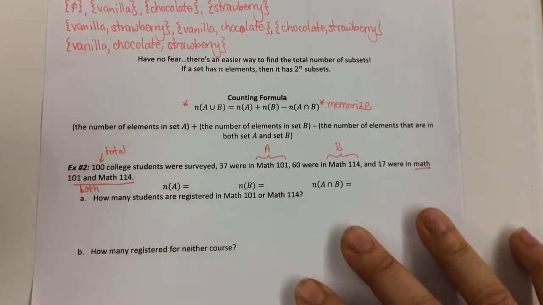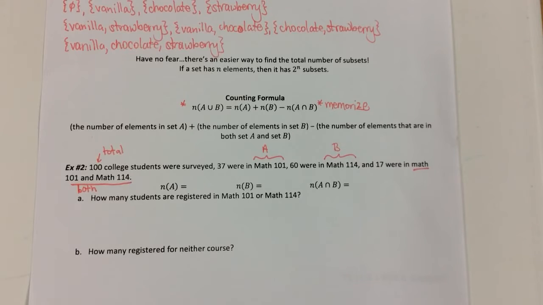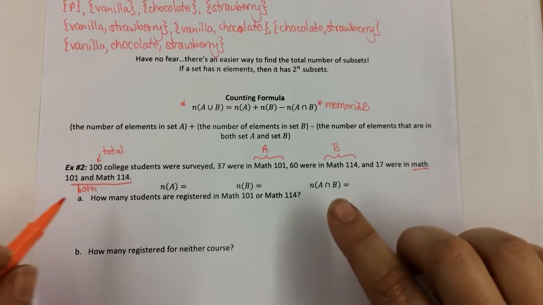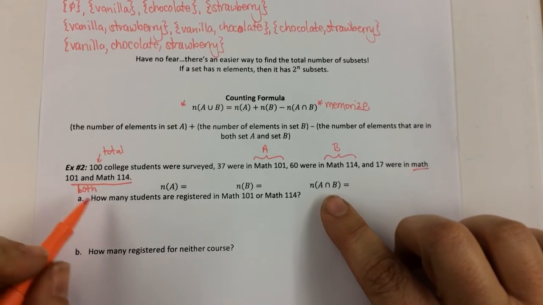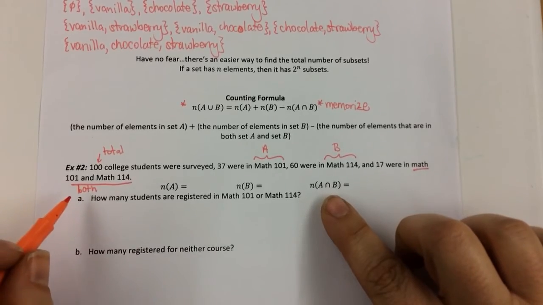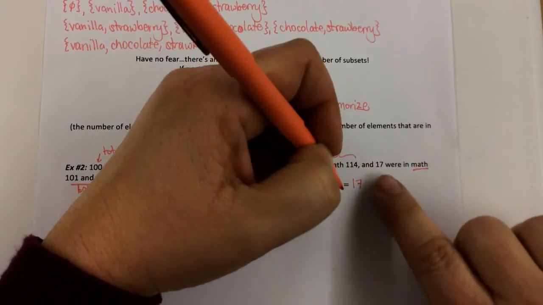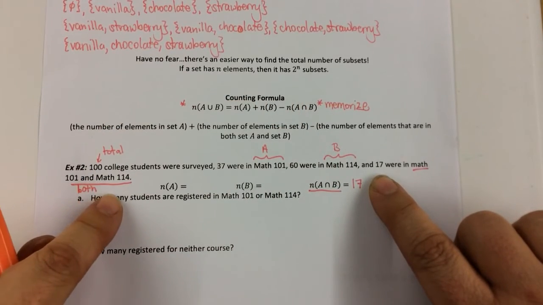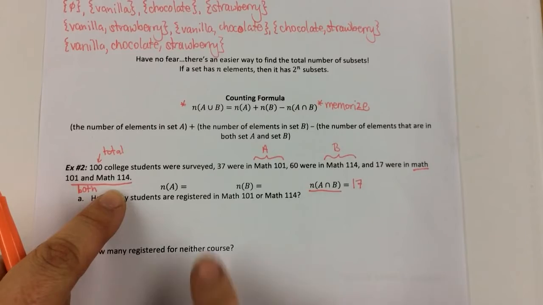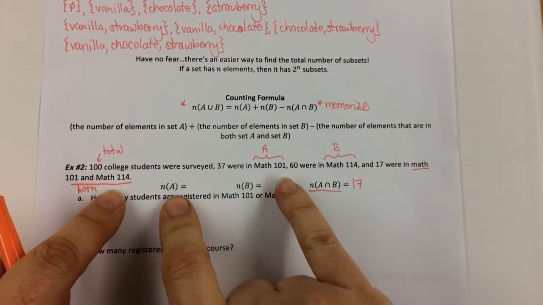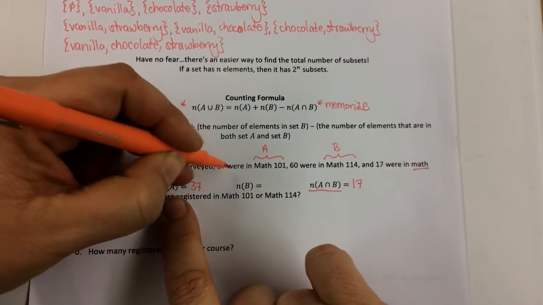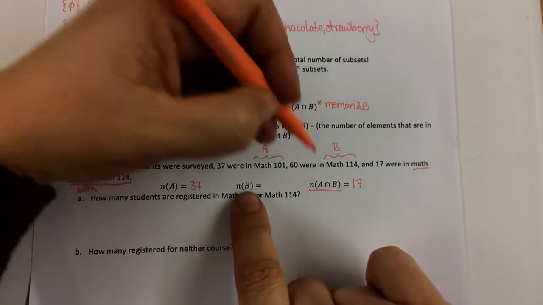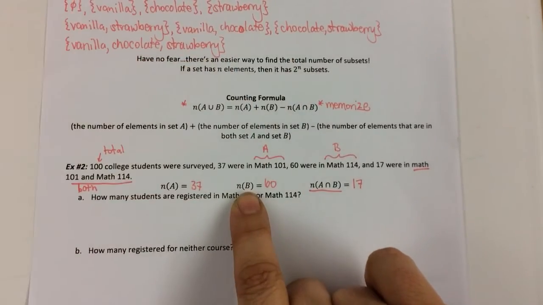So take like 2 seconds to talk to your neighbor. What is that representing that they were in both? So that's representing the intersection. They were in both of the classes. So I'm going to put the 17 right here. That is for being in both Math 101 and Math 114. The number of students in set A was 37. 37 students, right? The number of students in set B was 60.